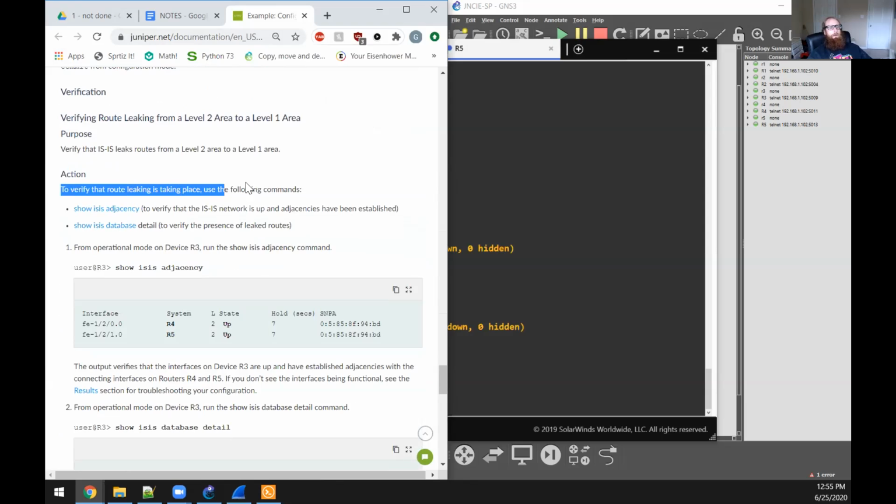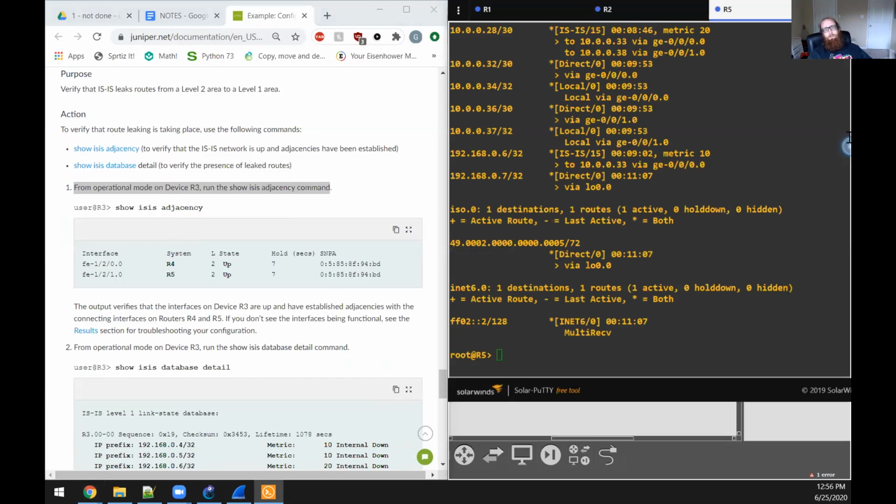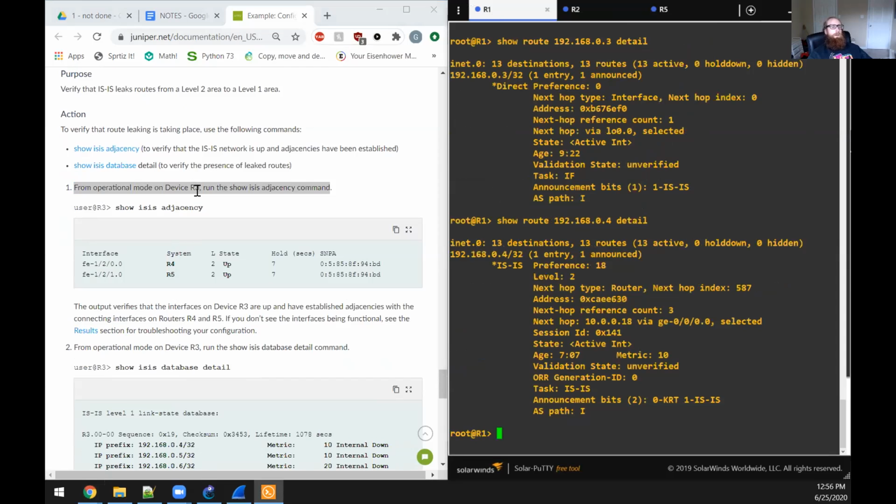To verify that route leaking is taking place, use the following commands. Show ISIS adjacency to verify that the ISIS network is up and adjacencies have been established. Show ISIS database detail to verify the presence of leaked routes. From operational mode on router 3, which is router 1 in my topology, run the show ISIS adjacency command.